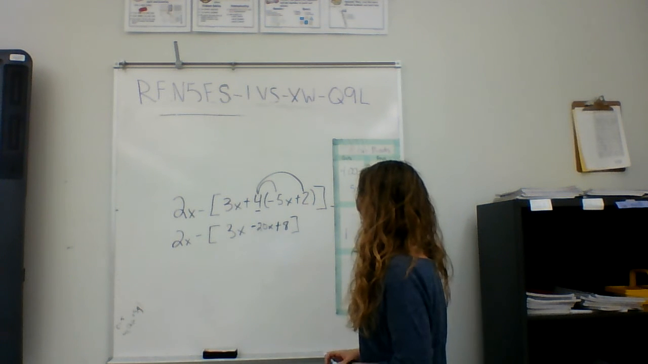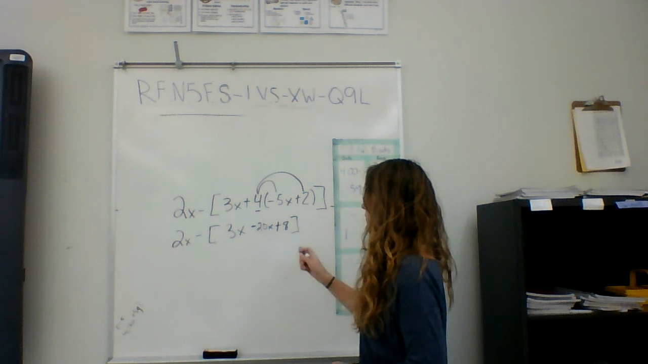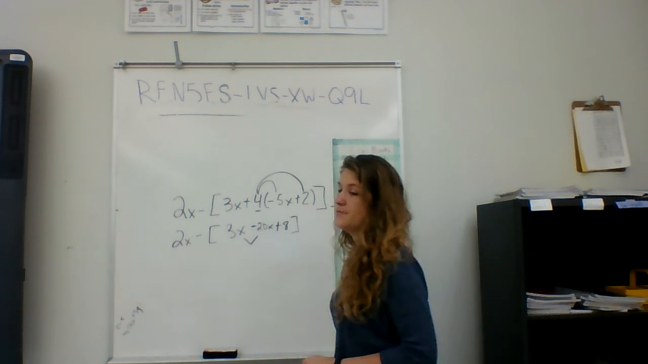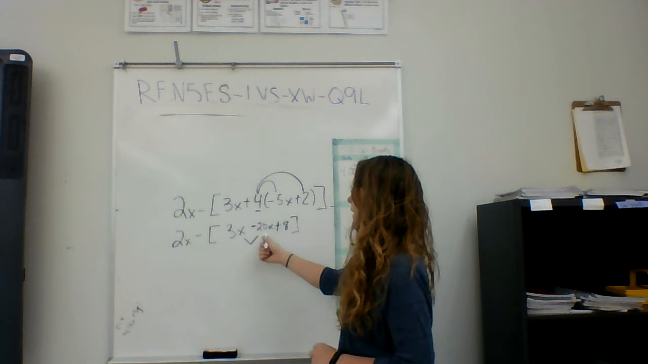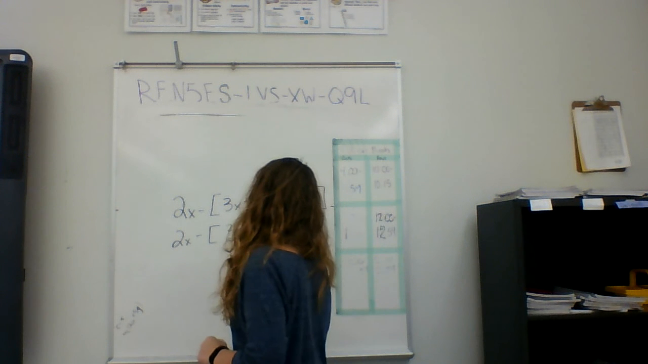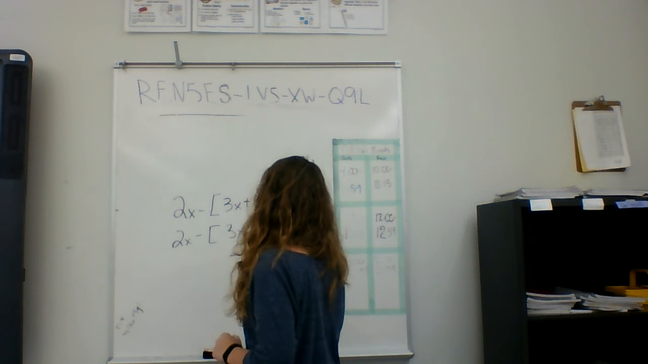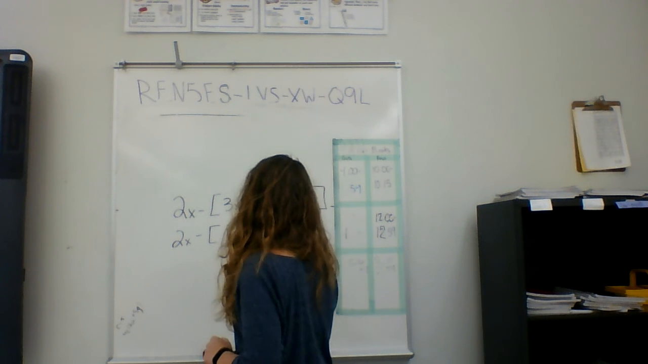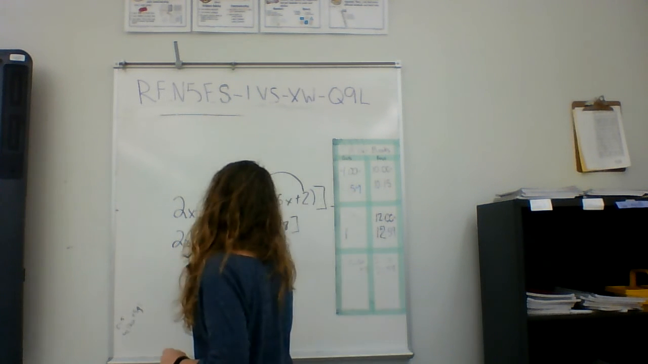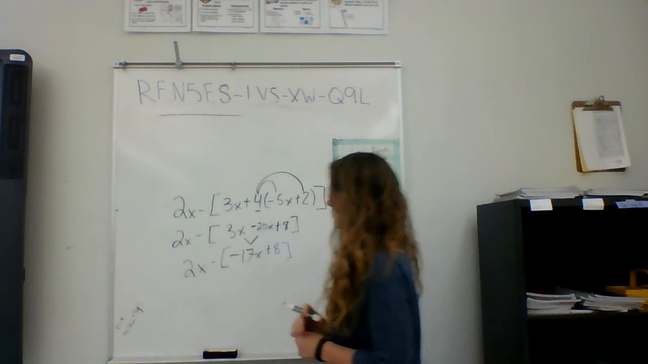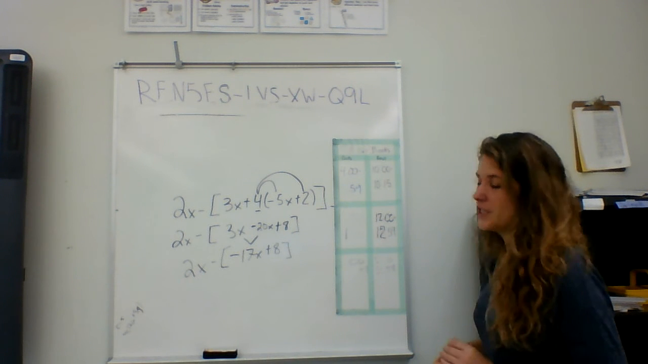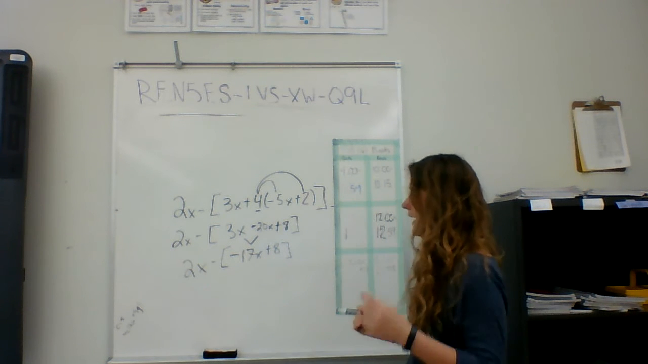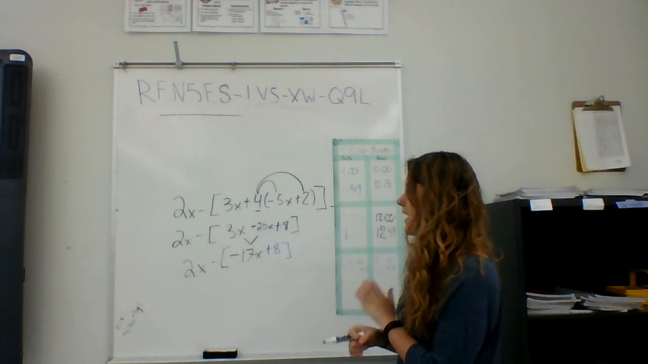So I have 3x minus 20x plus 8. Well, 3x minus 20x can combine. I see there's one positive and one negative, and there's more negative, so it's negative 17x plus 8. And again, I'm going to keep these brackets because there's still things going on inside of them. Now, I need to look to my brackets again. Is there anything I can combine? No. I can't combine a 17x and an 8.